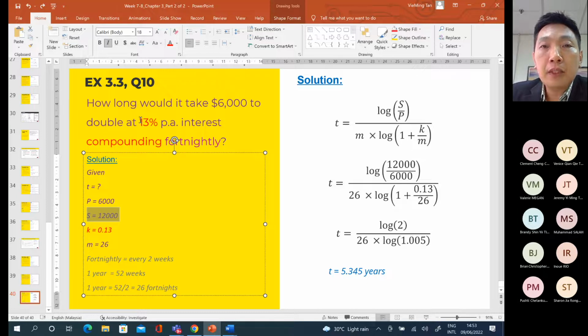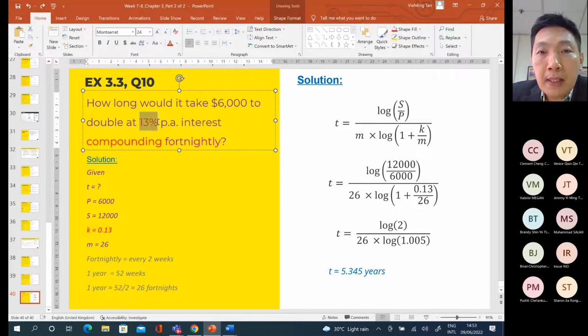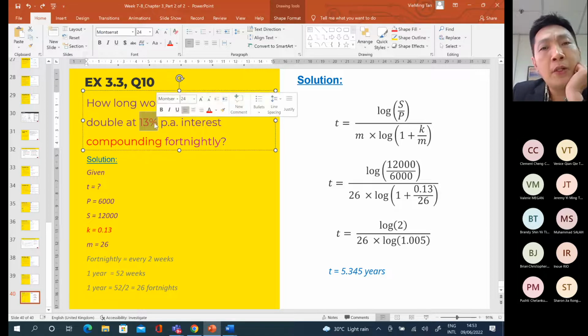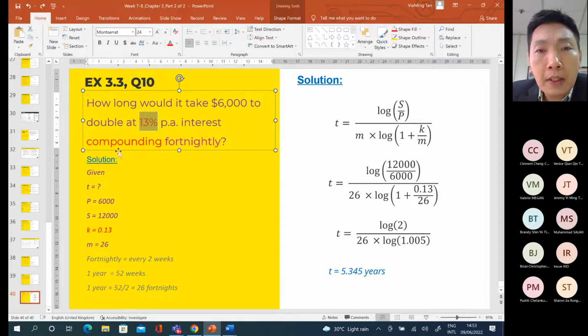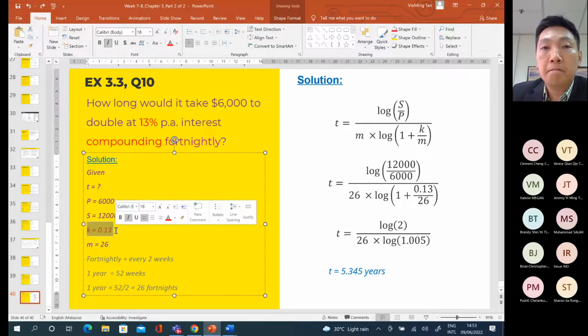Then we move on to this 13% per annum. Is this interest rate a simple interest rate or a compound interest rate? The answer is compound interest rate. Why? Because of this word compounding. So this 13% refers to the compound interest rate. So I use K to represent 13%, which is equal to 0.13. One more thing that we need to know is the M. M refers to the number of times the interest is compounded within a year.